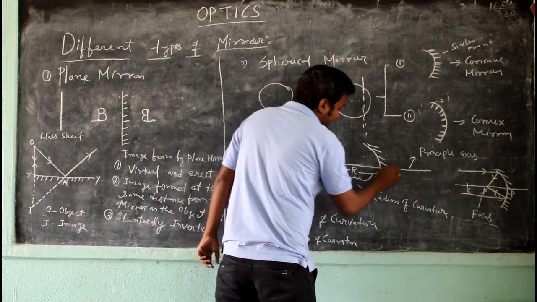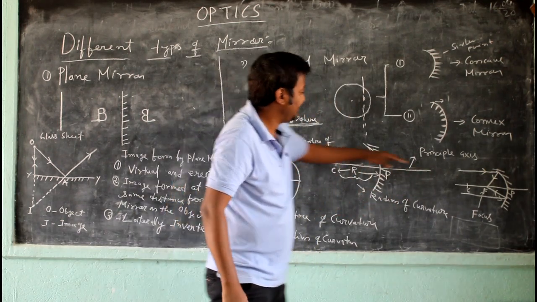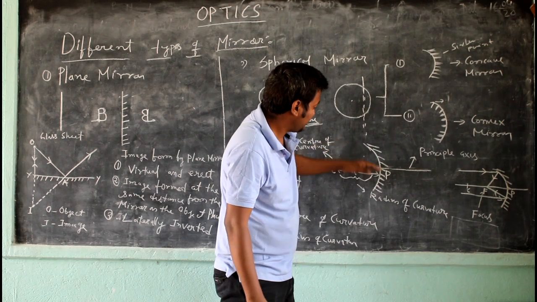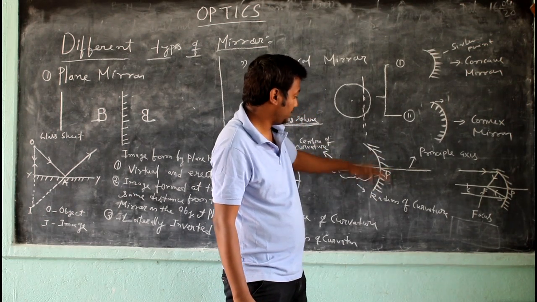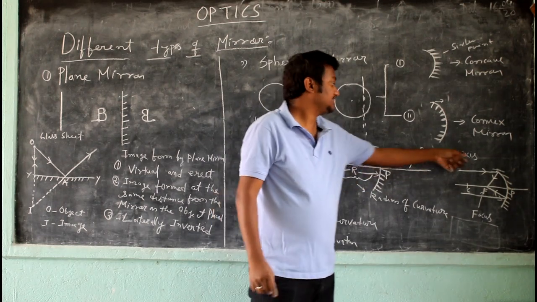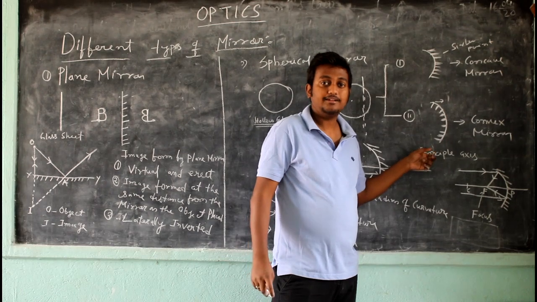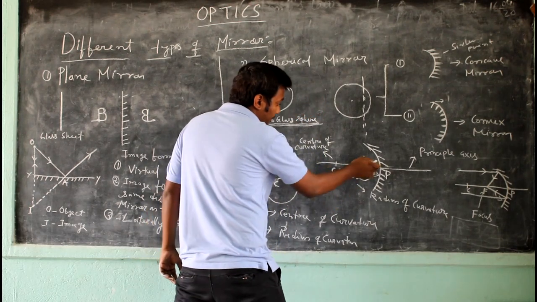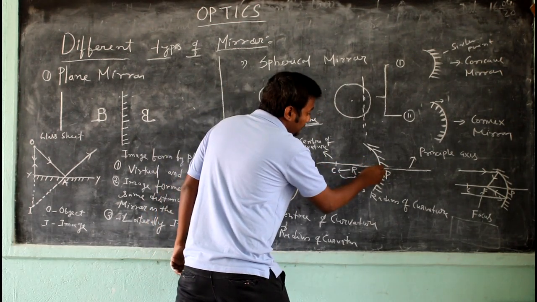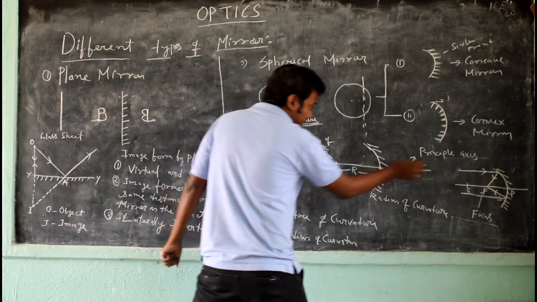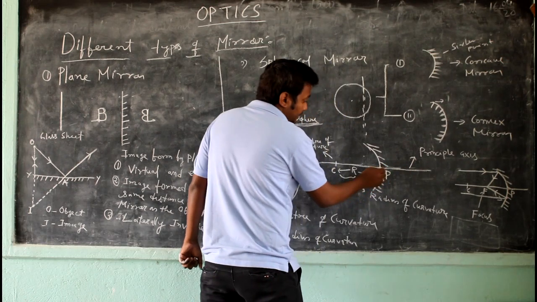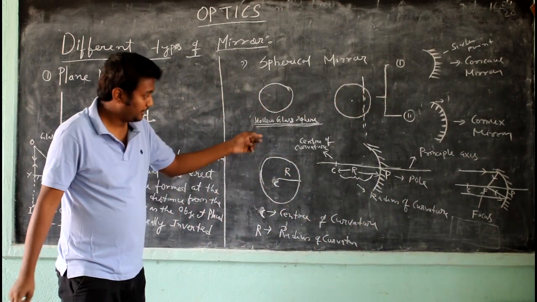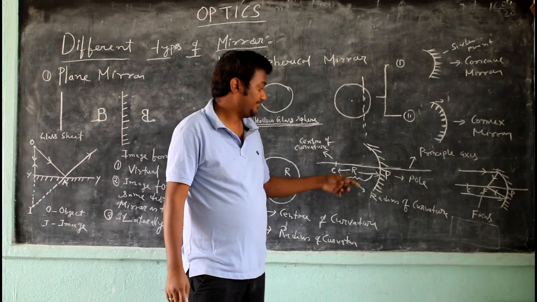And the axis which passes through the middle of this mirror, you can see this axis passes through the center of this mirror. This axis divides the mirror into two parts. That axis is called the principal axis. And the principal axis passes through a point on the mirror, this point P. That point P is called the pole of the spherical mirror, or the pole of this concave mirror.